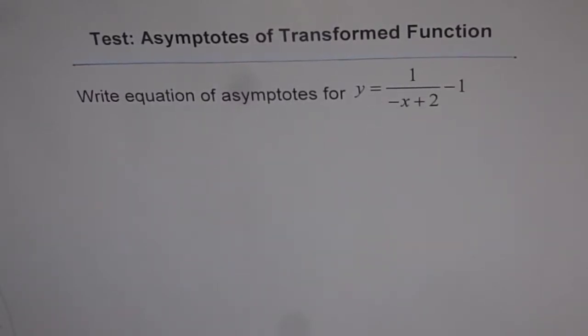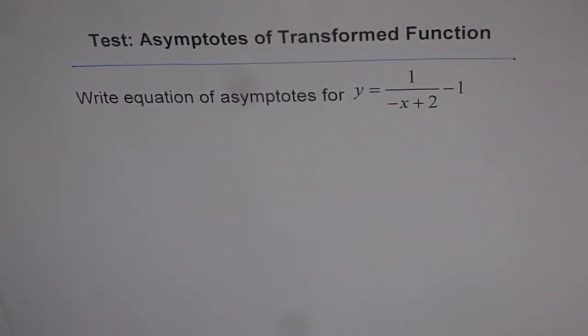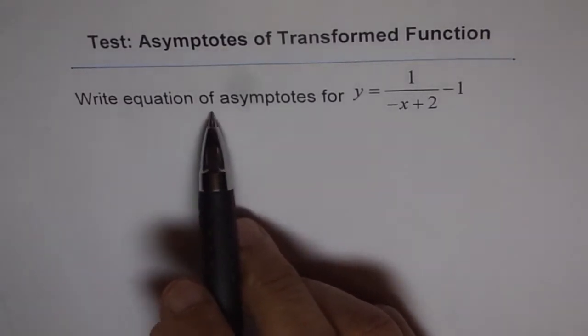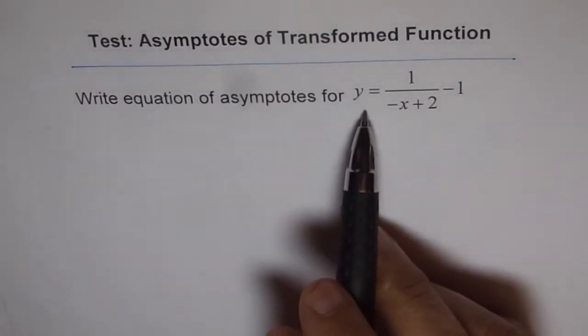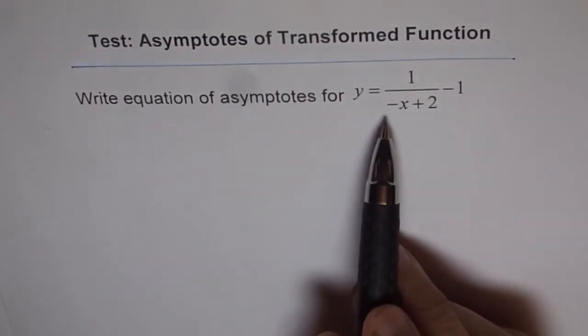Let's try to understand asymptotes for reciprocal or rational functions. This test problem is here to prepare you to understand reciprocal functions. I'm going to extend this question so that once you understand, you can describe the characteristics of this particular function. Now, the question here is, write equation of asymptotes for y equals 1 over minus x plus 2, minus 1.